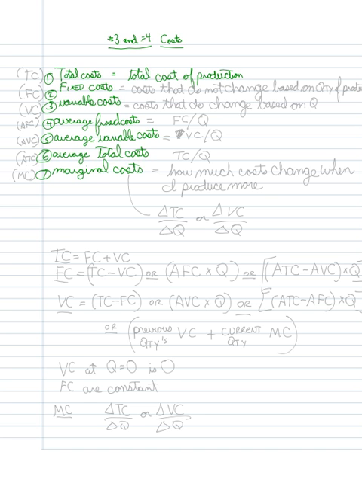Now that becomes a little bit easier to understand if we think about it in terms of fixed costs. Fixed costs, these would be costs that do not change based on quantity of production. Variable costs, these would be costs that do change based on quantity.